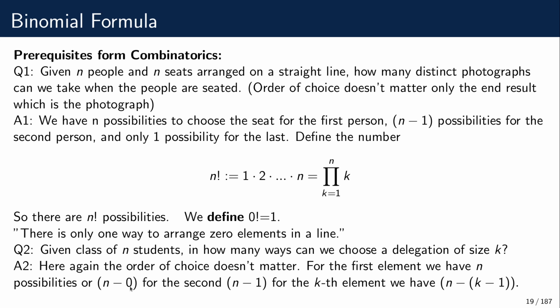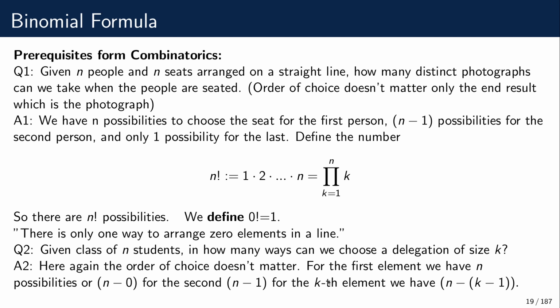For the second person, we have n minus 1 choices, and for the kth person, here's the reason for this n minus 0: because the first choice we have already made, we have n minus k minus 1. Note that this is exactly k choices, because starting from 0 up to k minus 1 there are exactly k numbers. So for the first we have n, or n minus 0, then for the second n minus 1, and for the kth we have n minus k minus 1. This is important. So this is the number of choices.